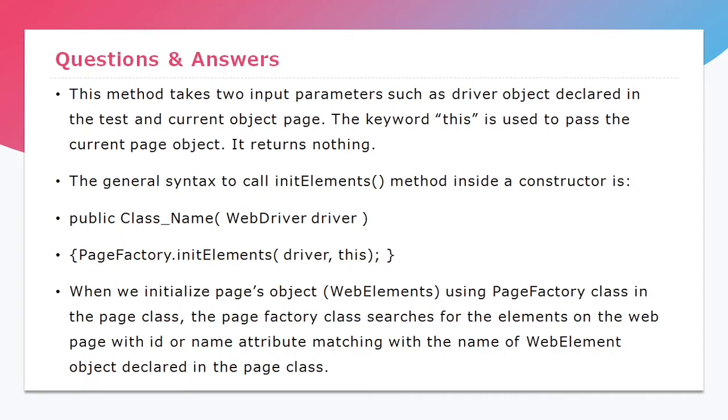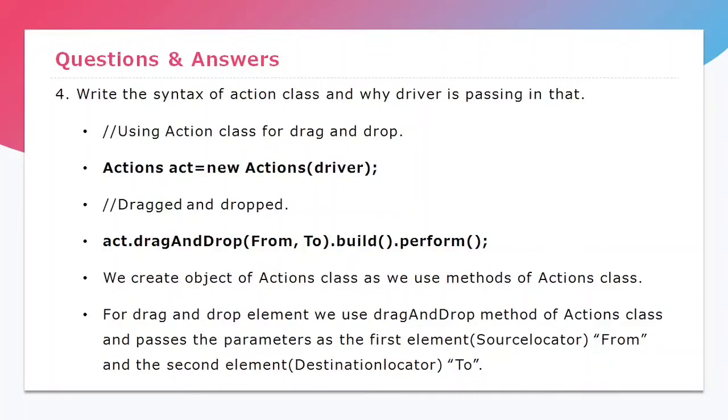When we initialize a page object using the PageFactory class, the PageFactory class searches for the elements on the web page with whatever ID or name attribute we have provided, matching with the name of the web element we have declared in that page class. So in that way it is finding out the corresponding value. So that's all about the page factory. So let's go to the next question.